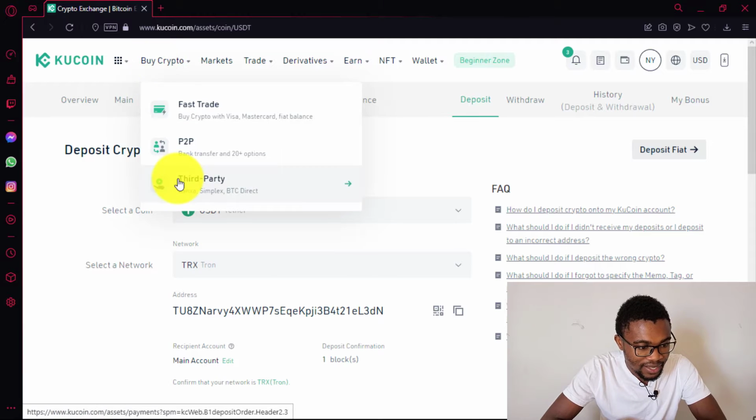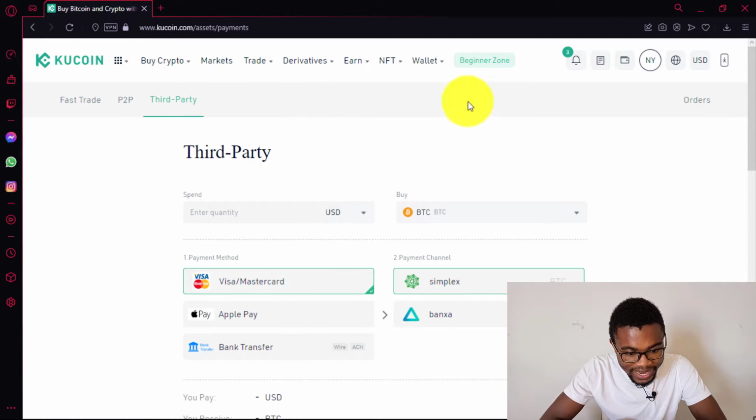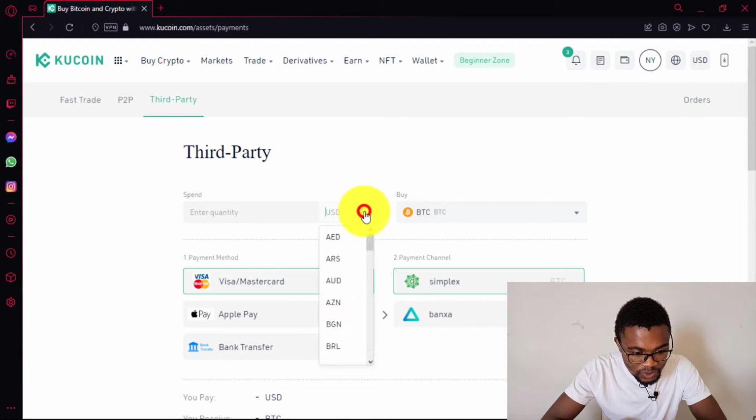First of all, the easiest one, you just need to come over where it says buy crypto. Then you need to press on third party. Here you can buy cryptocurrencies directly using either MasterCard or Visa card, Apple Pay, or a bank transfer. To buy cryptocurrencies over here, the first thing that you need to do is to press here and choose your currency from among these currencies. Once you have chosen the currency, for us we maintain it as USD.